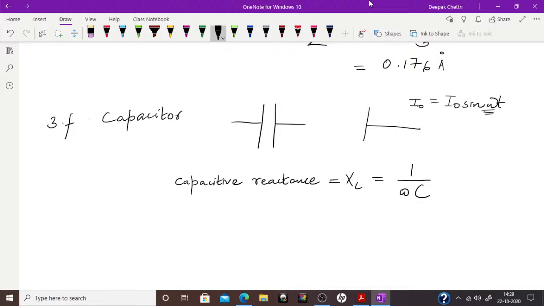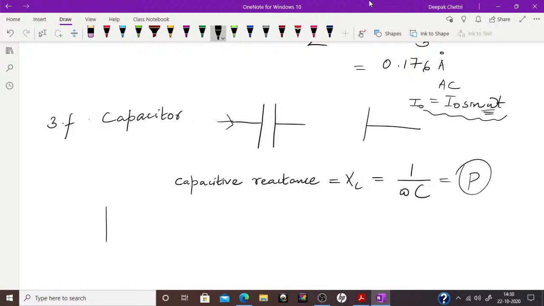Look, for alternating current, this omega has some value, and you will get some value here also. Let us say you get the value P. That means if alternating current wants to go through this capacitor, it will experience some resistance because we get a finite number here. But let us say we have a steady current.